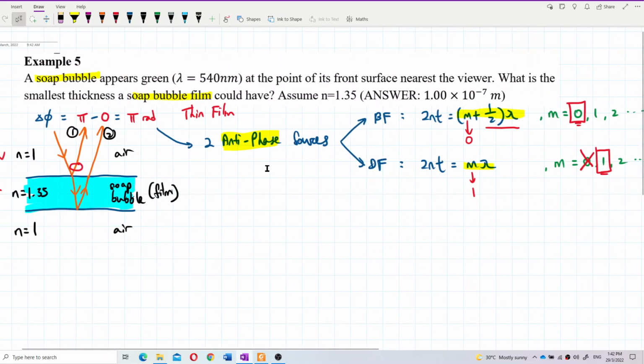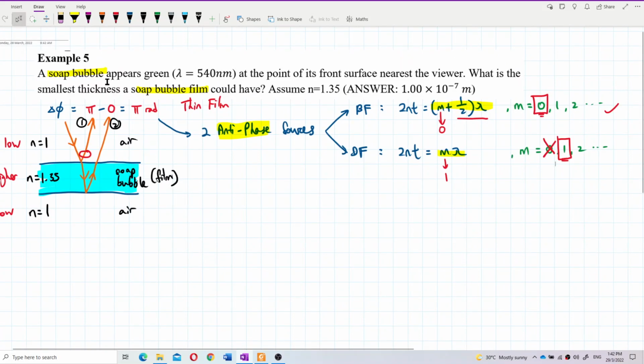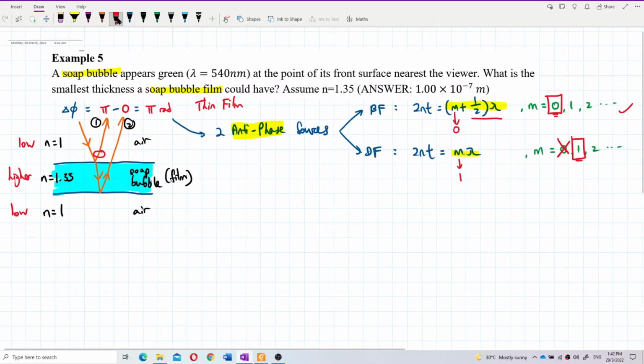Now go back to this question. What is the smallest thickness? This question asks for the smallest thickness, which means I want to get the minimum thickness. Do you use bright fringe or dark fringe? What is the clue here? The clue is over here.